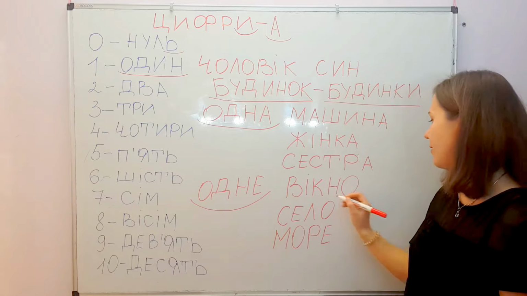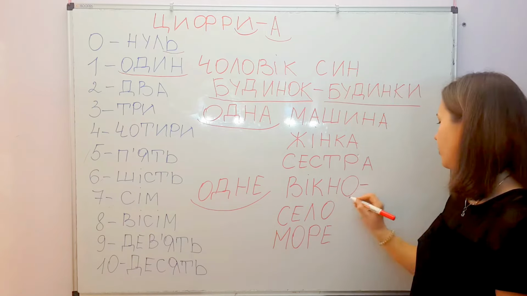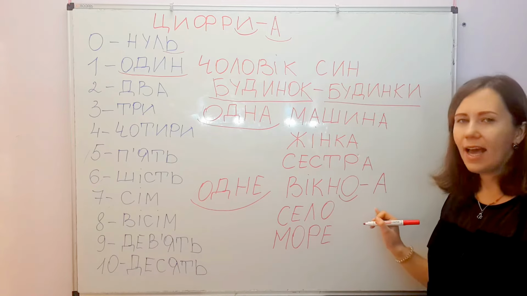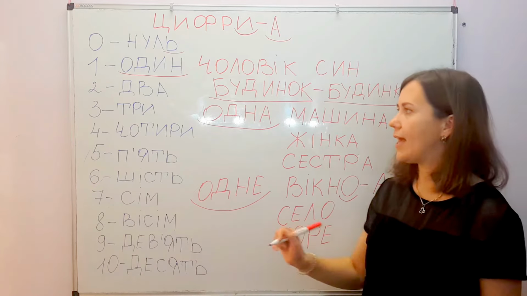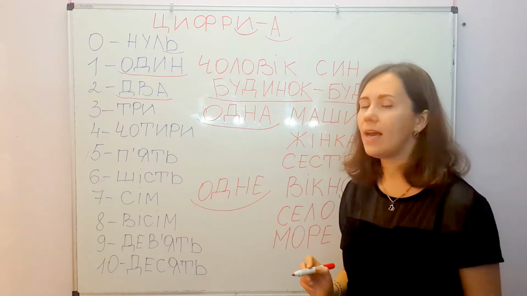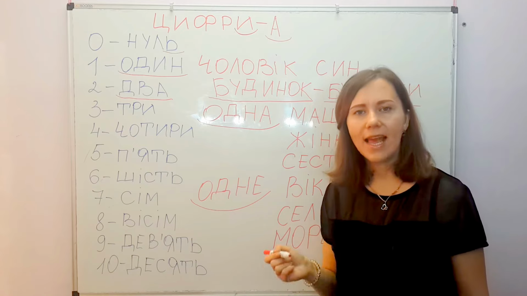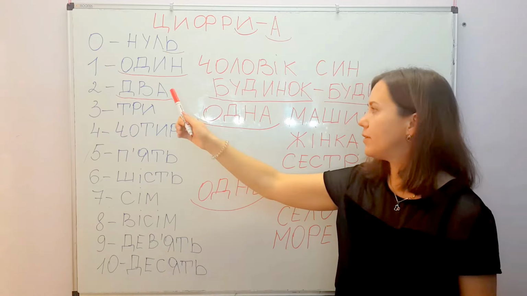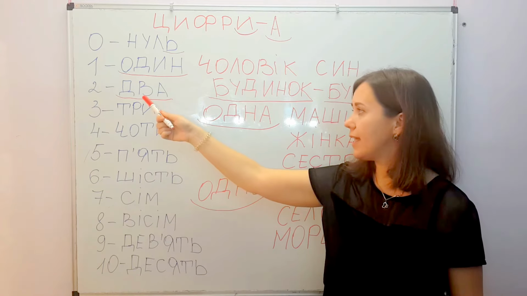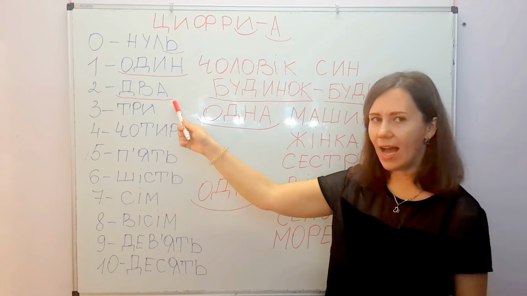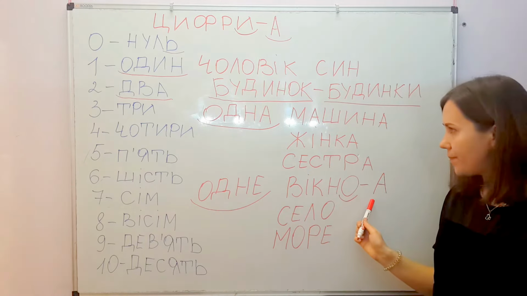Два for neuter gender. For example, we have вікно. In plural, we change о to а. Два вікна. So again, два we use with nouns of the masculine and neuter gender, for example, два будинки, два вікна.